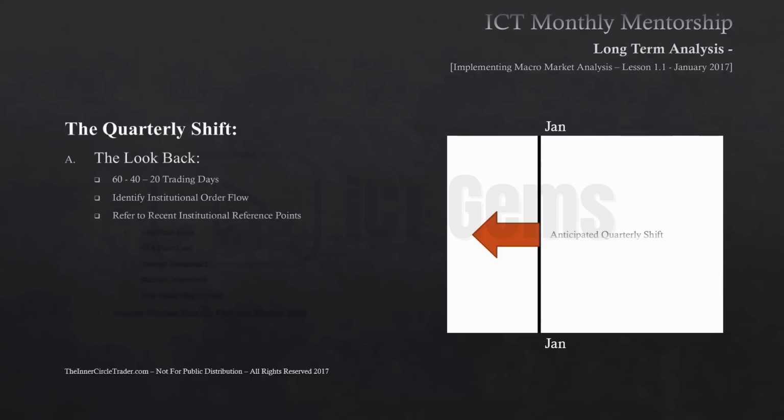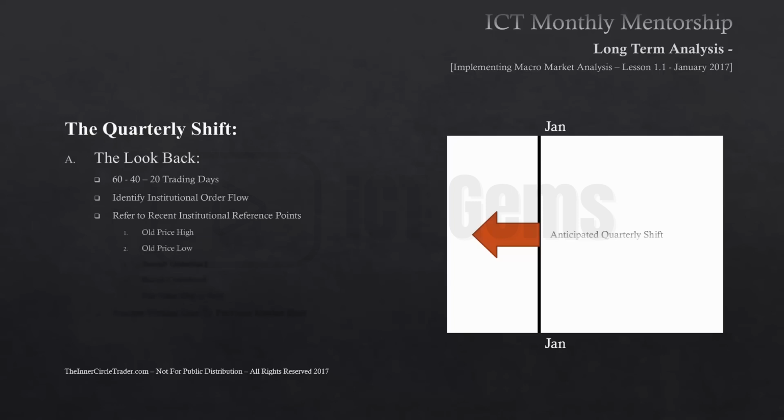Also, to the left of that vertical line you place on your chart, you're going to be looking back over the 60, the 40, and the 20 past trading days to the left of that past month, and you're going to look for recent institutional reference points. You're going to look for an old price high. You're going to look at an old price low. Why are you doing that?